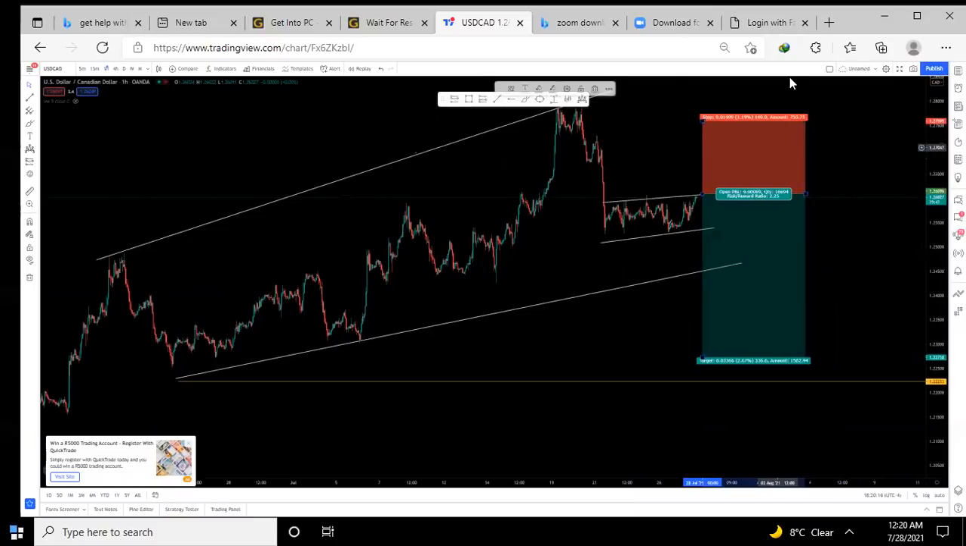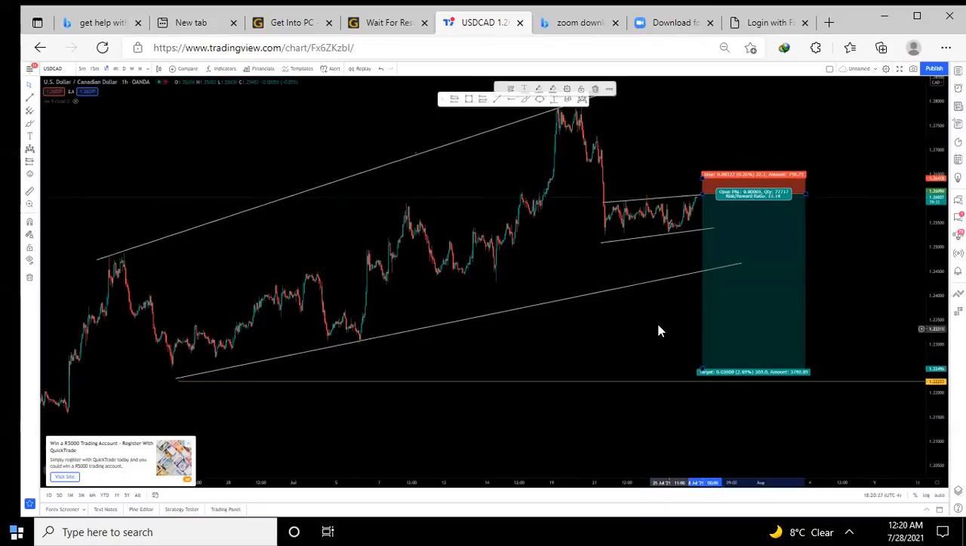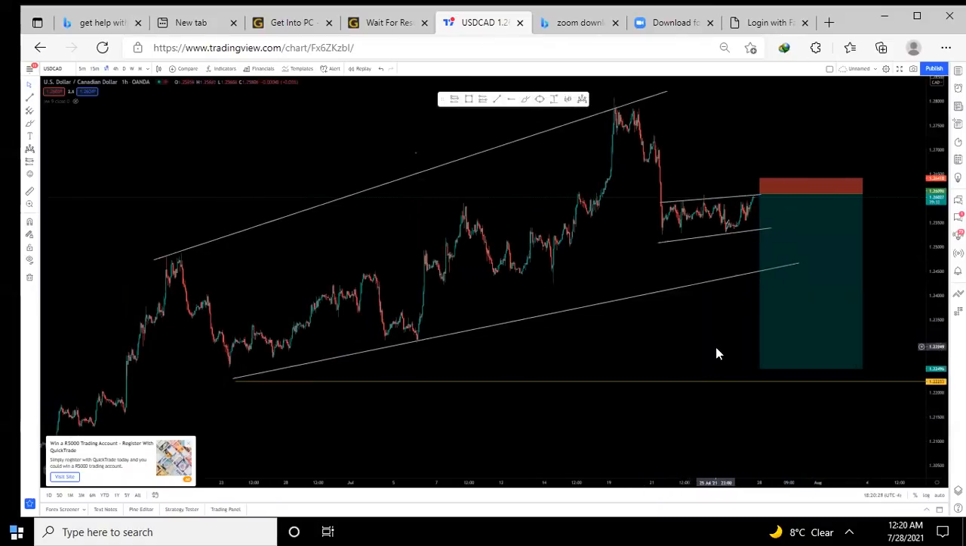So this is the prediction on USD CAD. I feel like we're going to have something like this. This is my take profit level. Don't you see those things, guys? You can't unsee them. I understand.